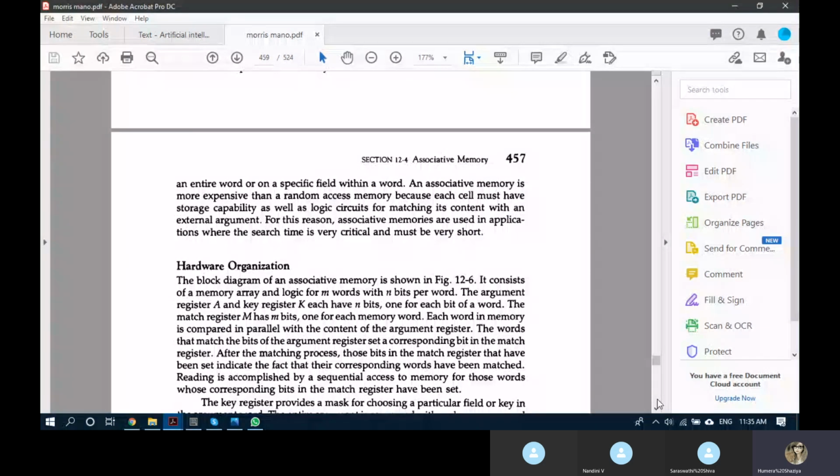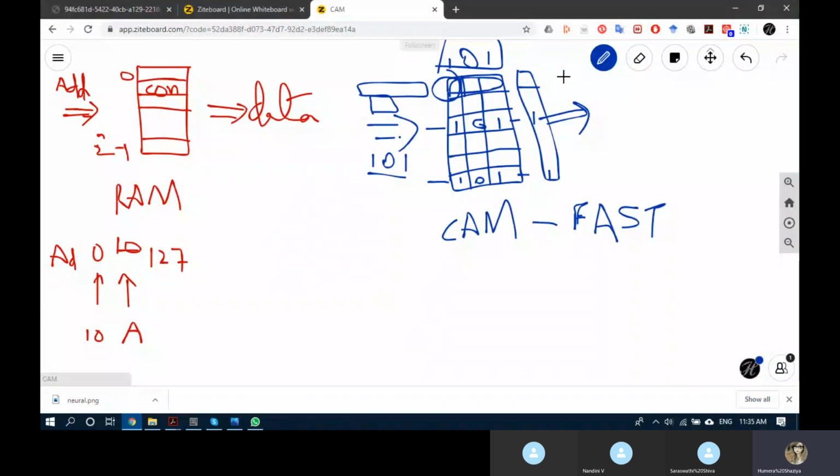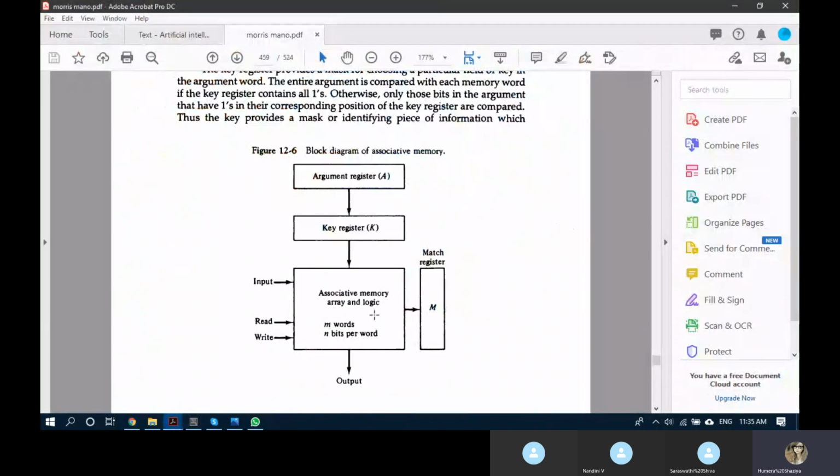Let us look at the hardware. This is the memory which stores the words. This is the memory map, which is the match register. This is the associative memory array and logic. Argument register is the one which holds the input which is to be searched across the associative memory words.